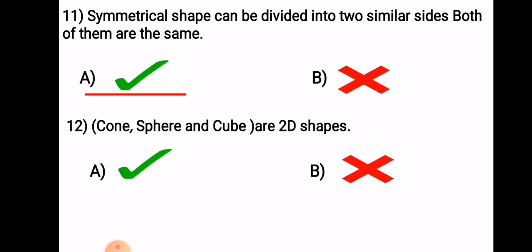Do you think cone, sphere, and cube are 2D shapes? Can you remember what we said about cone, sphere, and cube? All of them are 3D shapes. So, false.